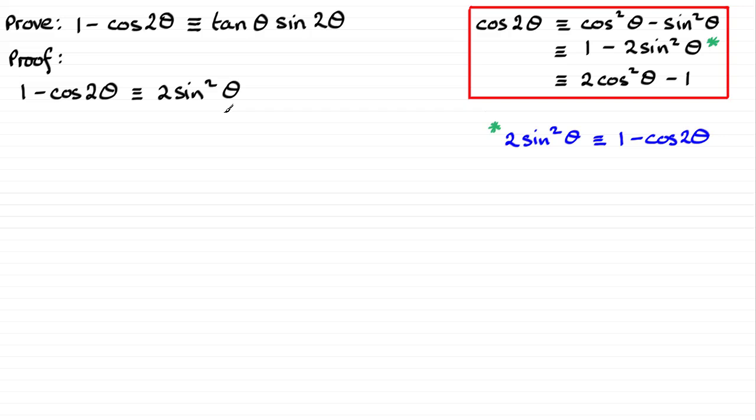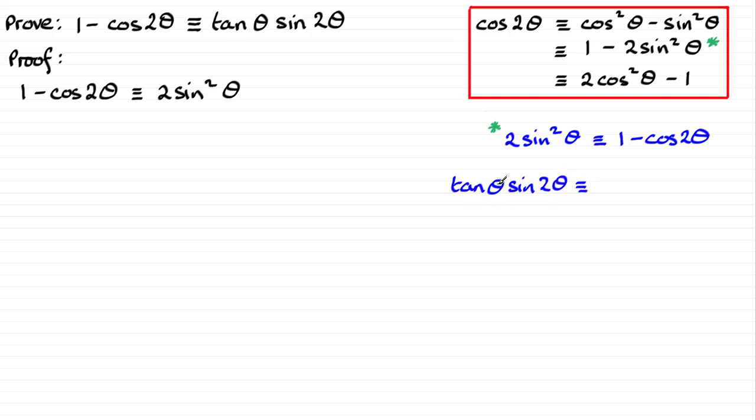The problem is though, where do I go from here? I've got to get it down to tan theta sine 2 theta, and it doesn't look that easy. So what I might be tempted to do now is just look at the right hand side and see if this gives me any clues. So looking at the right hand side, tan theta sine 2 theta, let's just write that down here.